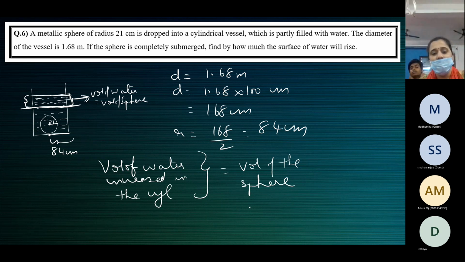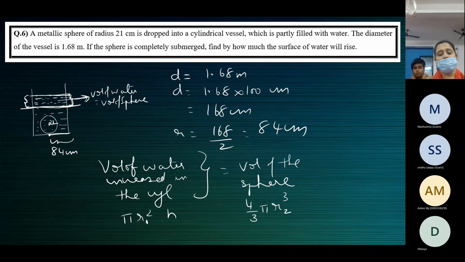What is the volume of the sphere? 4 by 3 pi r cubed. And here, pi r square h. Cylinder, no? So pi r square h. Now we'll have to differentiate. H is only one h. So we'll make this R1 and make this R2. So pi and pi will get cancelled on both the sides.